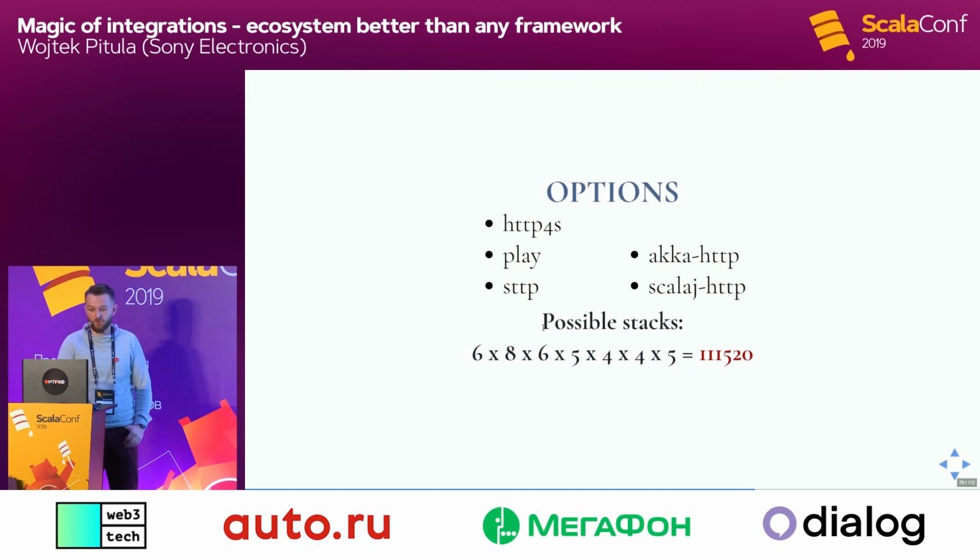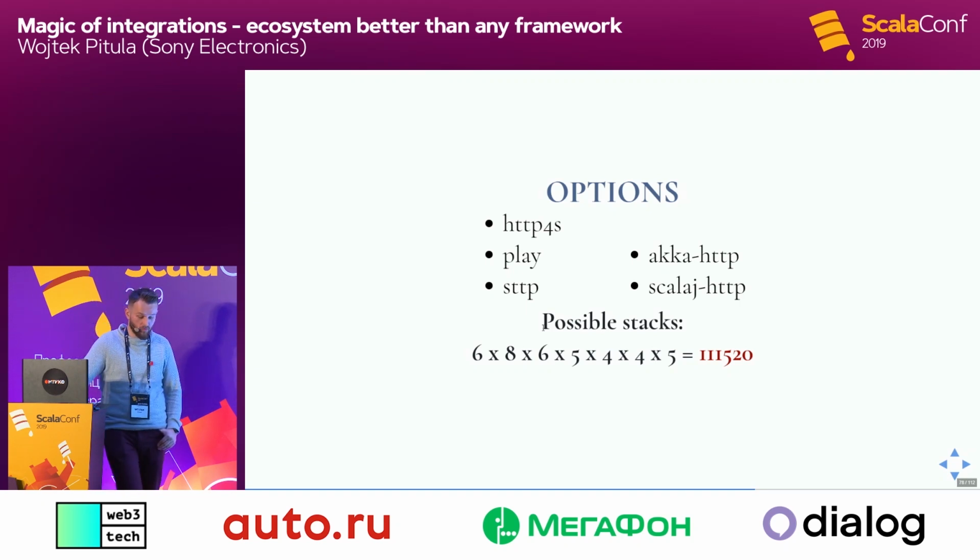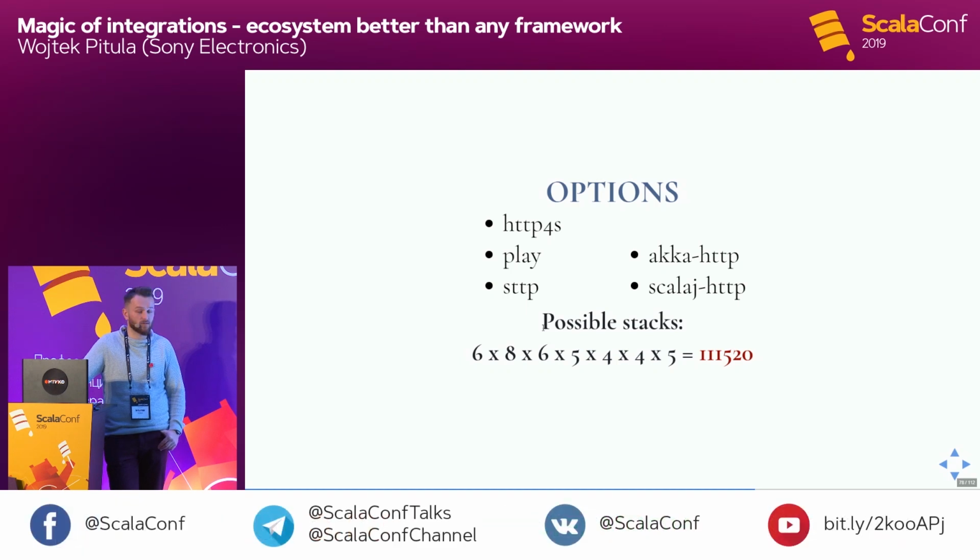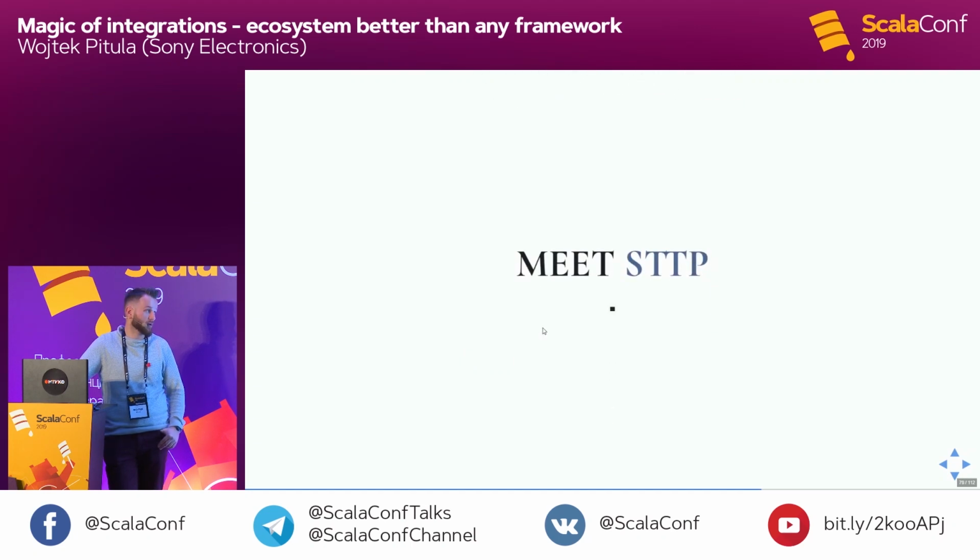We have to choose from one of those 5 libraries. And as far as I know, ZIO doesn't have an HTTP client yet. So it's only 5 of those. And we have only 100,000 different stacks at this point possible, among which we have to choose. But luckily, I have the answer for you, and it's STTP.